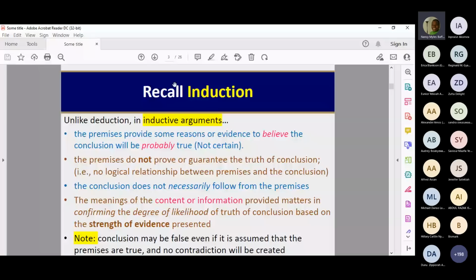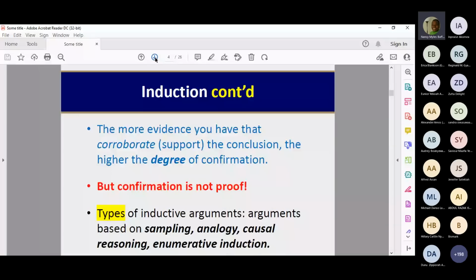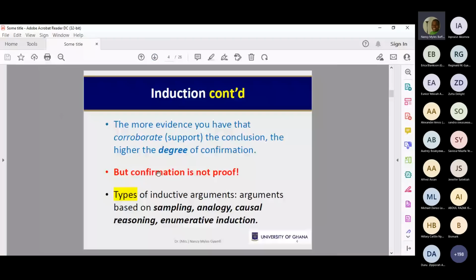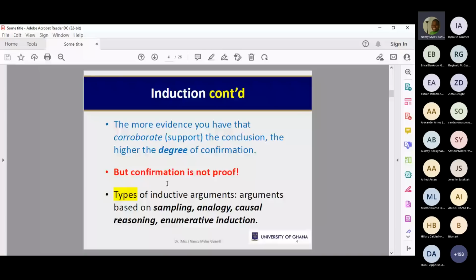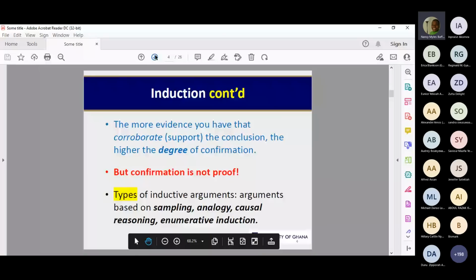So we moved from here and got here, and we reminded ourselves of the fact that confirmation is not proof. The fact that I've confirmed something doesn't mean I've proven it. What does it mean to confirm? When I have several particular instances as evidence that support the claim I'm making. The claim is a generalization. Then we'll say that we have only confirmed that general claim by the evidence we have provided, not that we have proven it. Okay, then the types of inductive arguments are down there for your revision.